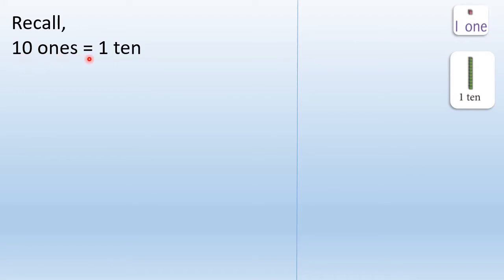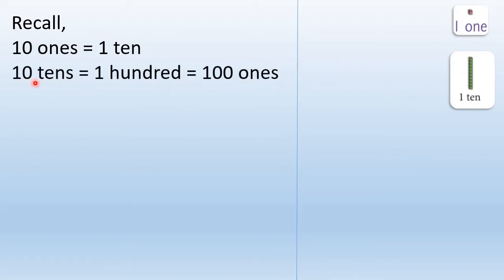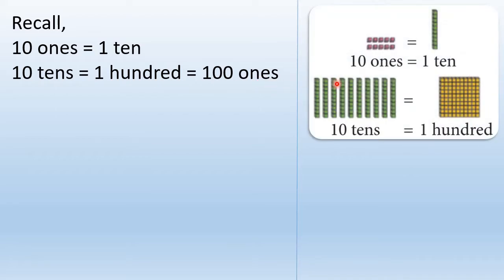10 ones is equal to 10, as we see here. 10 tens is equal to 100, which is equal to 100 ones. Look at this picture here. 10 ones means there are 10 single beads here, which we represent as a line of beads, which will be equal to 10.